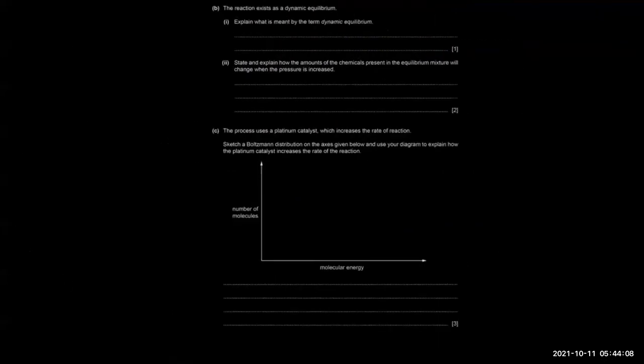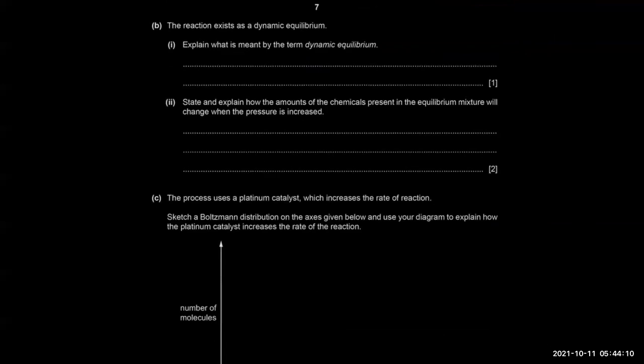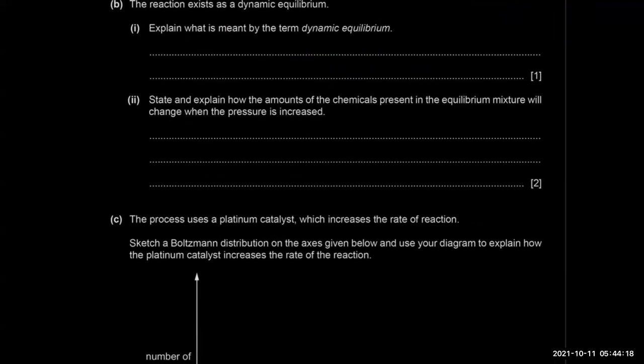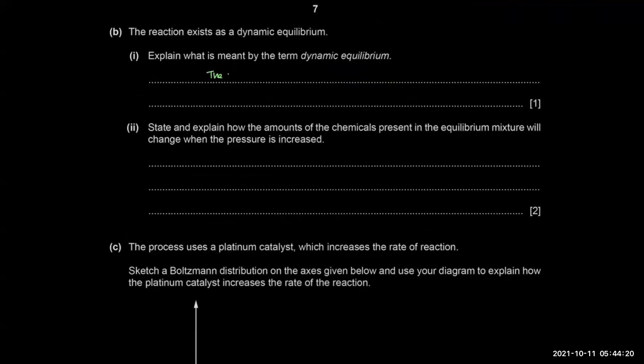Next we have part B. The reaction exists as a dynamic equilibrium. Explain what is meant by the term dynamic equilibrium. Dynamic equilibrium is achieved when the rate of the forward reaction is equal to the rate of the backward reaction.